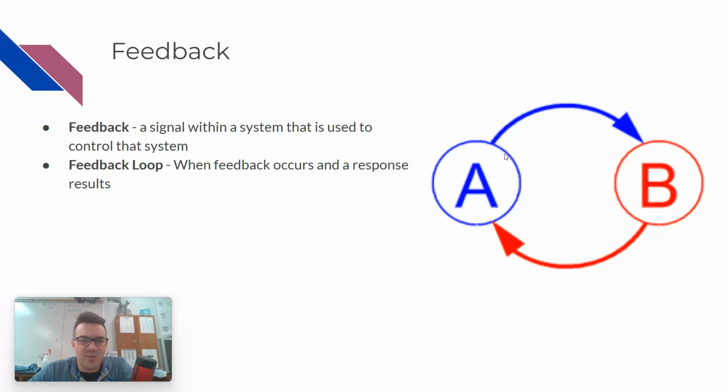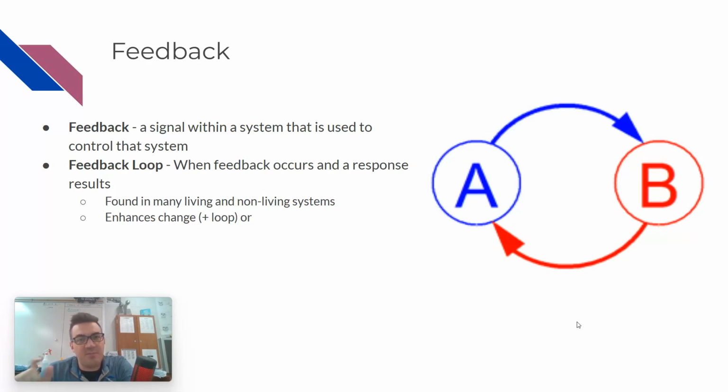So with this little diagram here, right, A happens, A causes B to happen. B then can have an effect on A. That's what we call a feedback loop. So this is found in many living and non-living systems. It's found in things that are engineered. It's found all over the place, but it is found, like I said, in nature.